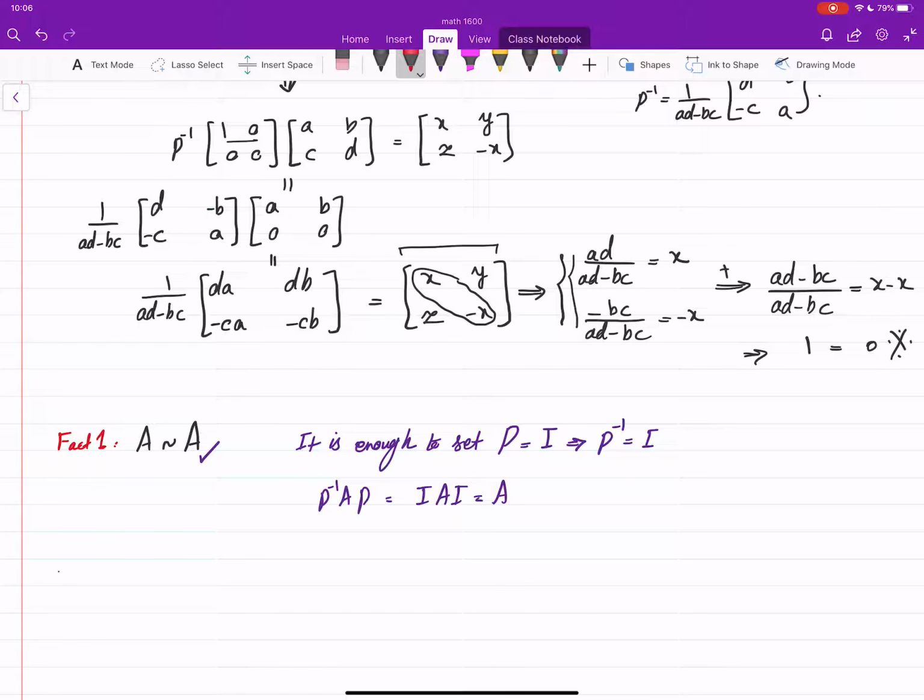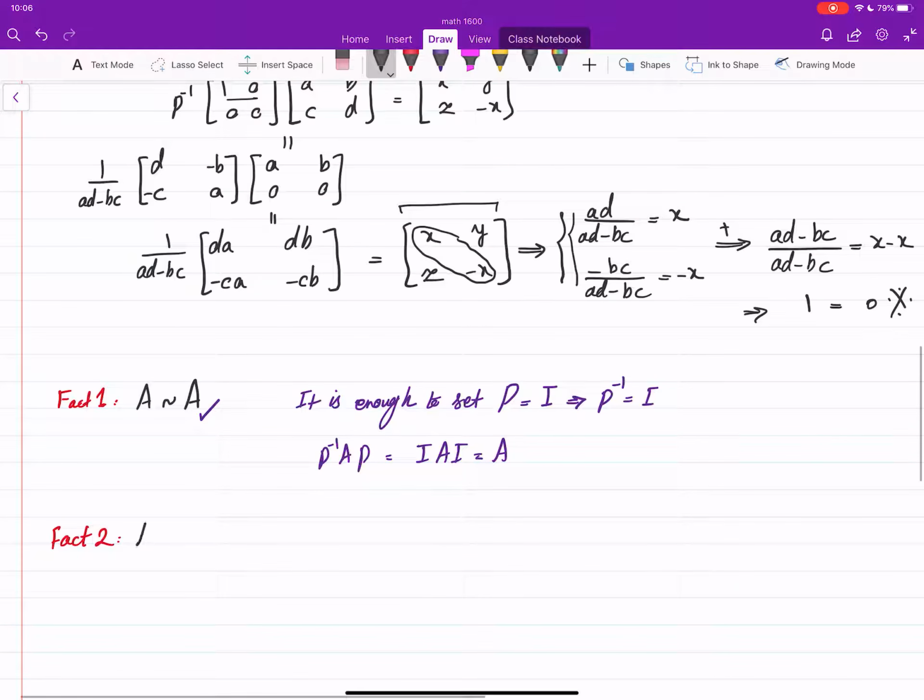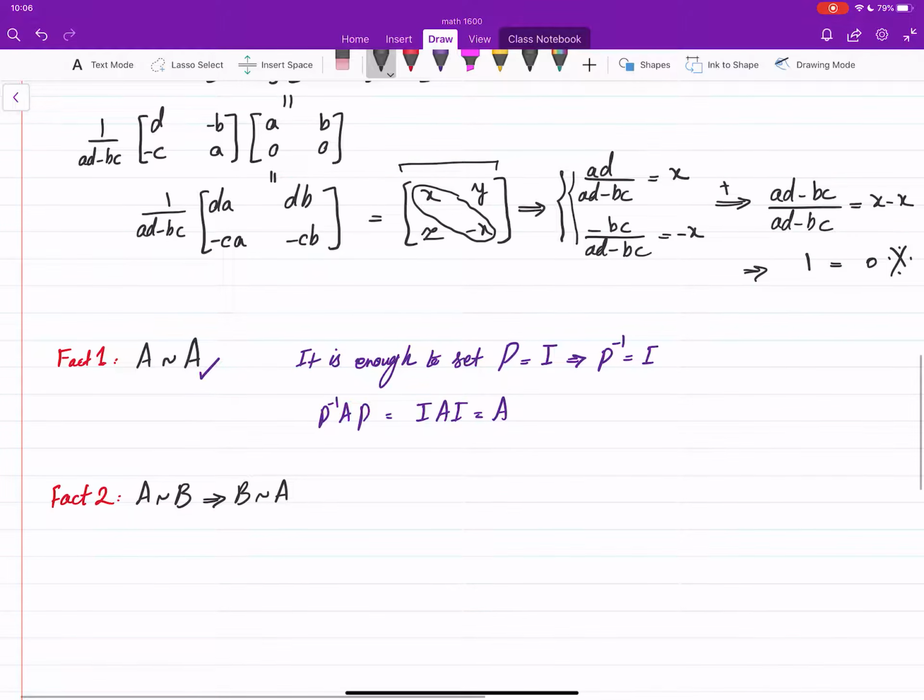Fact 2, this is called a symmetric relation. It says that if A is similar to B, then B will be similar to A. So you don't need to be worried about saying which one is similar to which one. If one happens, the other one is also true. So that's why we say A and B are similar instead of saying A is similar to B and so on. And why is that so? So A is similar to B means that we have an invertible matrix P such that P inverse AP is equal to B.